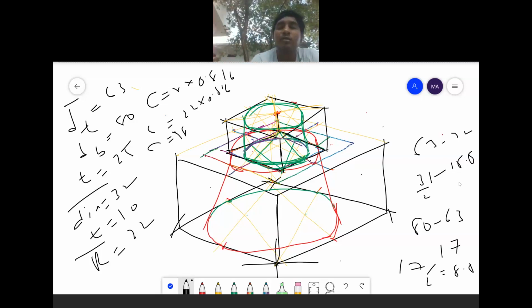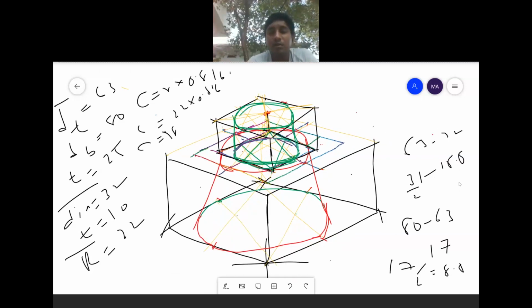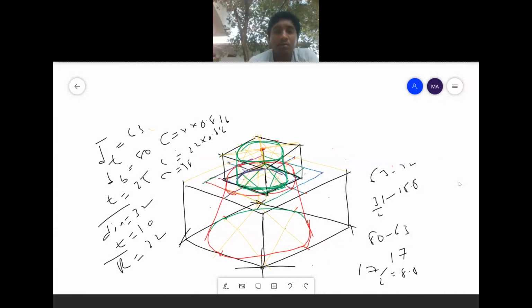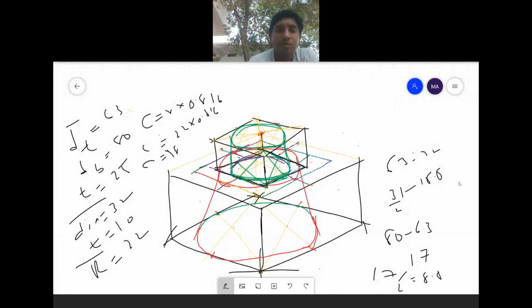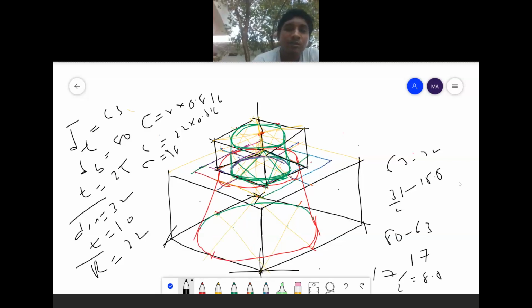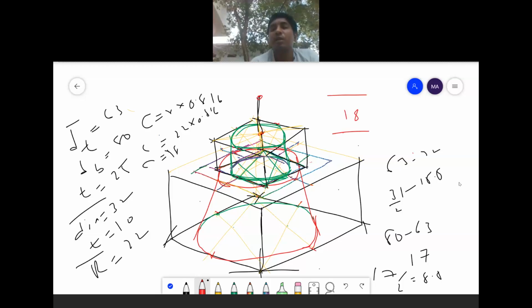What I will do is, from here I will extend 17.9, about 18 mm, and mark the center point C here. From that center point, this distance is 18 mm. I will mark the center C here.